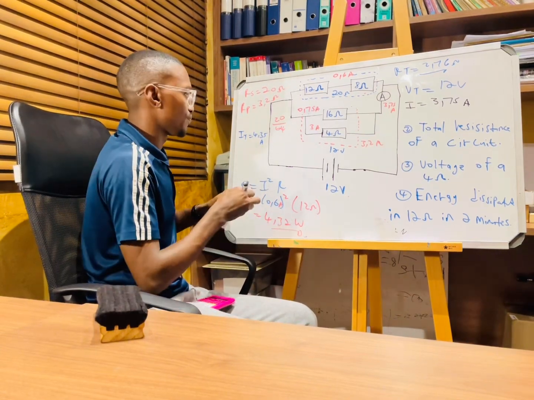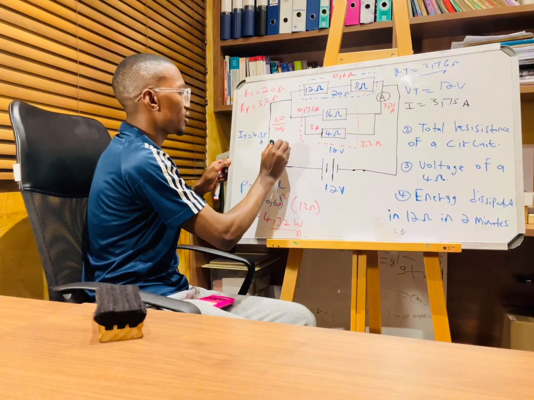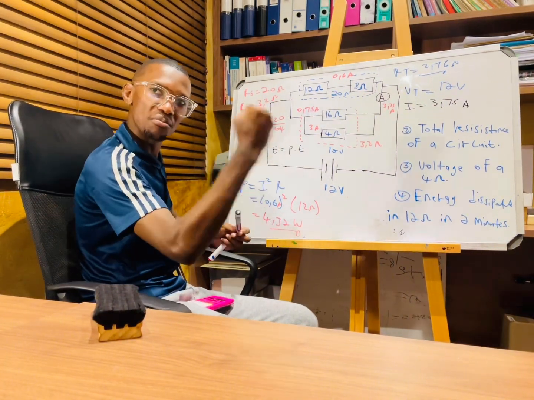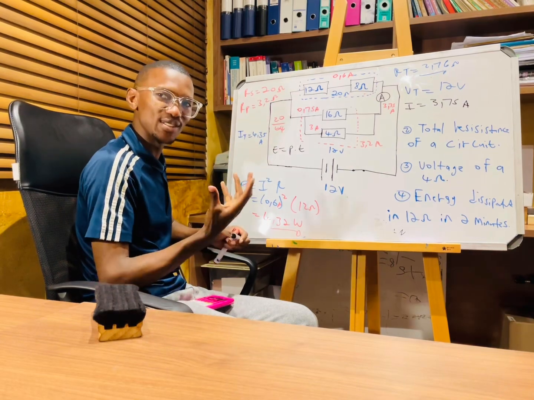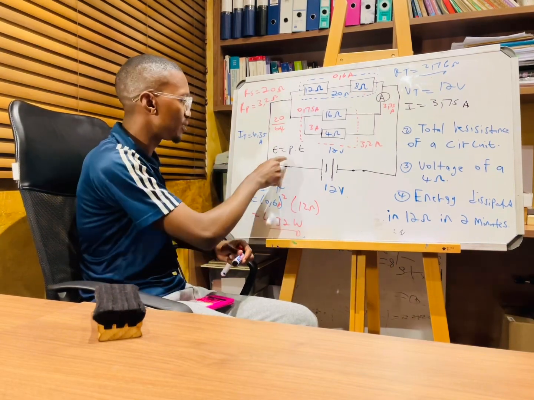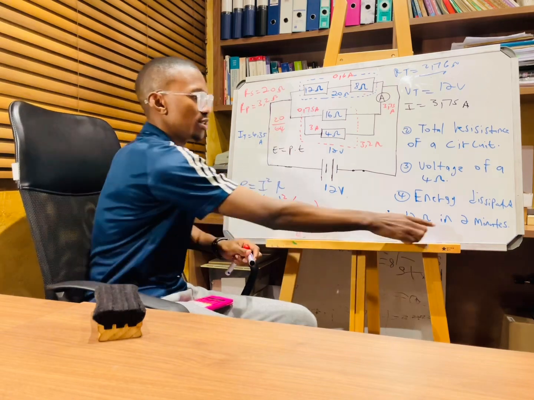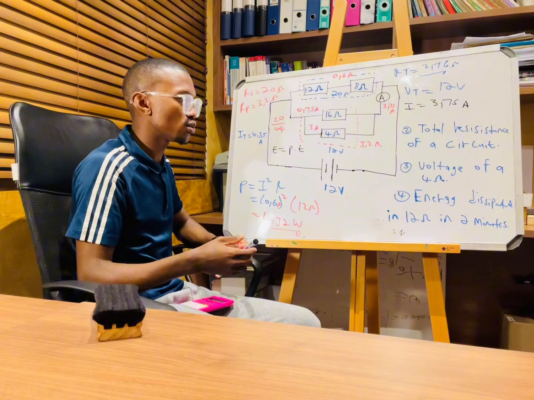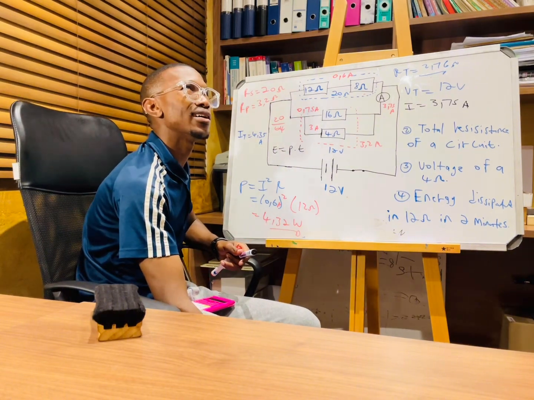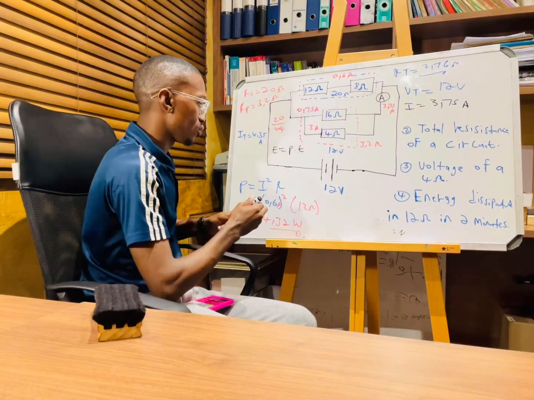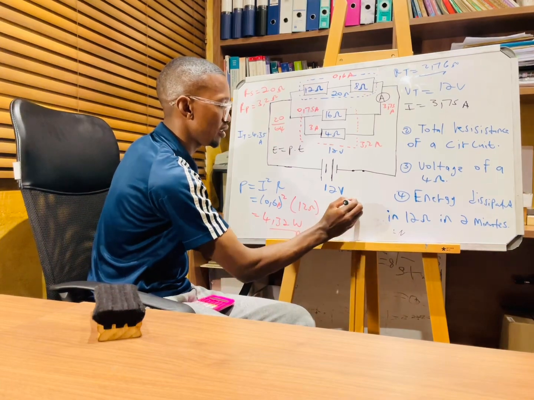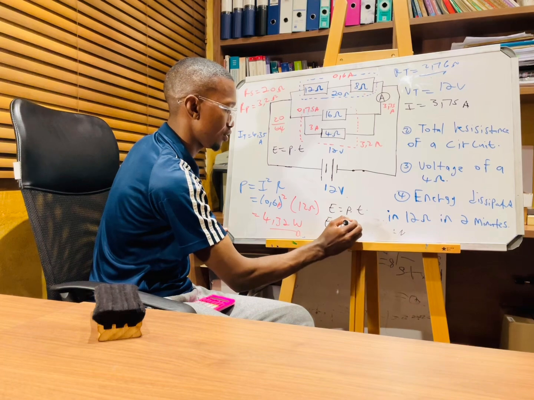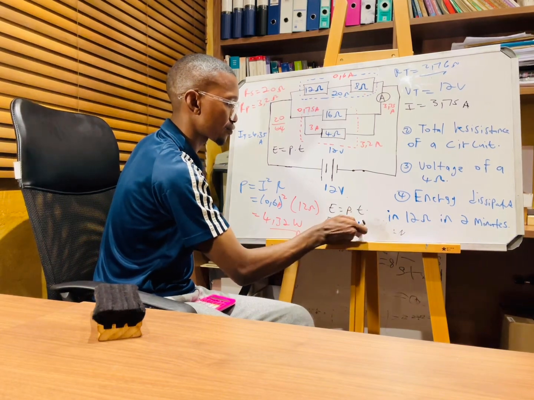Remember the formula: E equals P times time. I have the power, the amount of energy that was consumed, and I also have the time, which is 2 minutes. Can I convert it into seconds? Yes. You multiply by 60. So 2 times 60 is 120. So check: E equals P times T. Then E equals power, which is 4.32 watts.